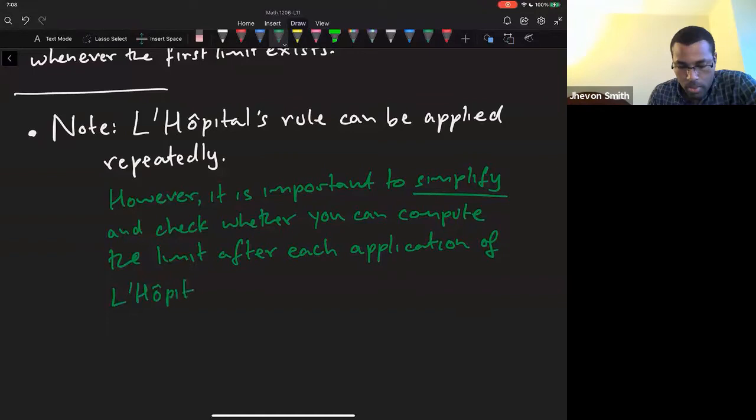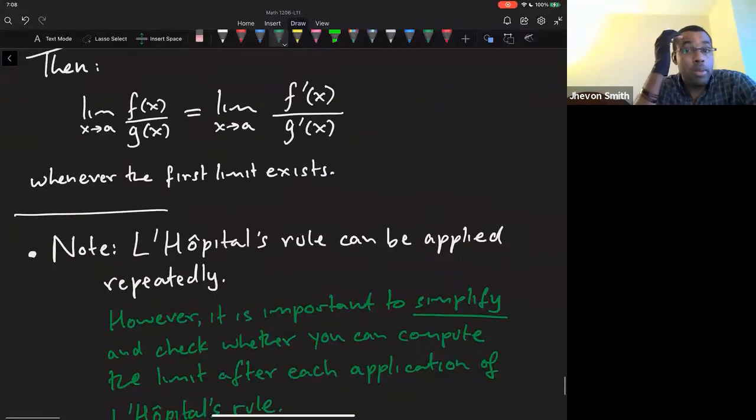Okay, so it can be applied repeatedly, but you don't want to just spam L'Hopital's rule like that. You just want to do it when you have to, right? You have this condition, you try to apply L'Hopital's rule, see if it works out, but you would have to check, okay, if I simplify and try to take the limit again, does it work now? You might realize that you get L'Hopital's rule again and you just do it again.